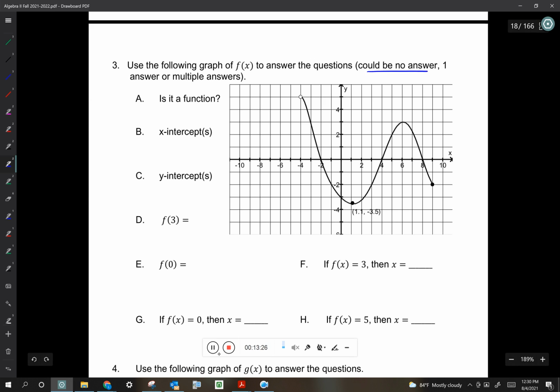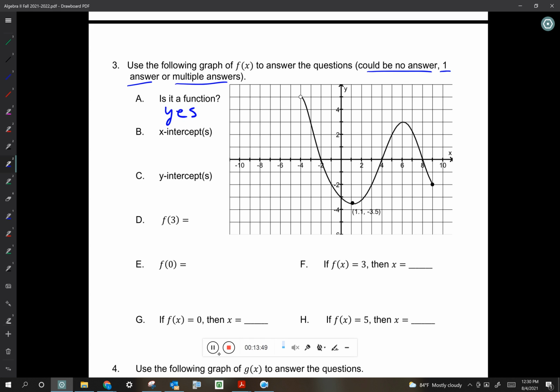There could be no answer, so you might say undefined, or there might be only one answer, or there might be multiple answers. Okay, so letter A, is it a function? Well, since I'm looking at the graph, I think about the vertical line test, and it doesn't look like there's anywhere I could draw a vertical line and have it touch more than one time, right? So that means yes, this is a function.